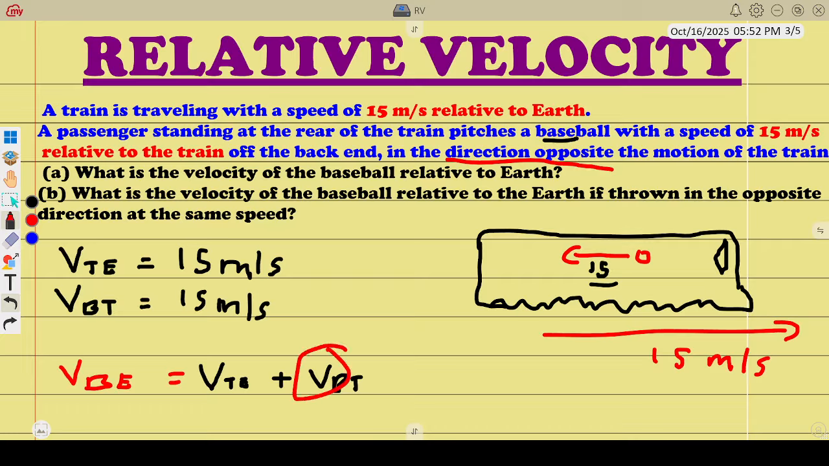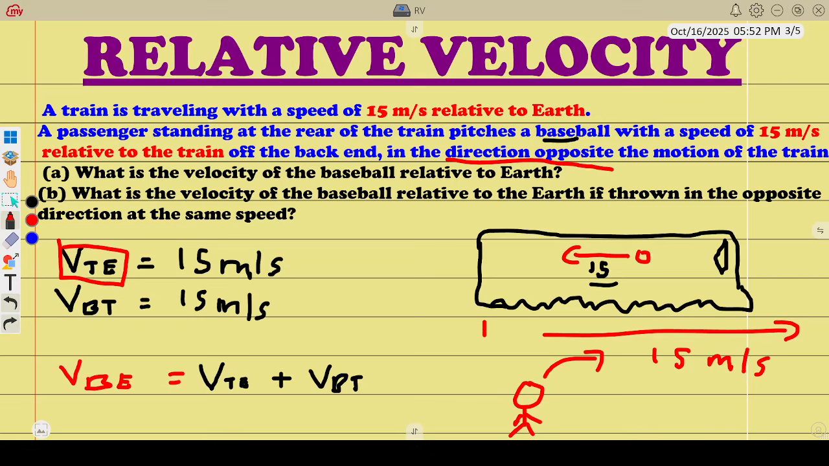In case you don't understand what this means, I'll explain it very slowly. I'll start with this one, the velocity of the train relative to the earth. It means that when someone is standing on the earth, standing down on the ground, they're able to see the train moving at 15 meters per second. They are seeing, oh, the train is moving at 15 meters per second. Okay, that's good. So that is the velocity of the train relative to the earth, and I have written VTE.